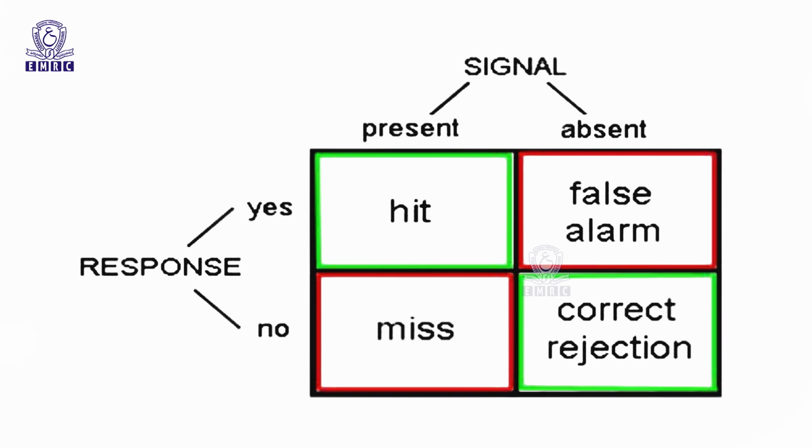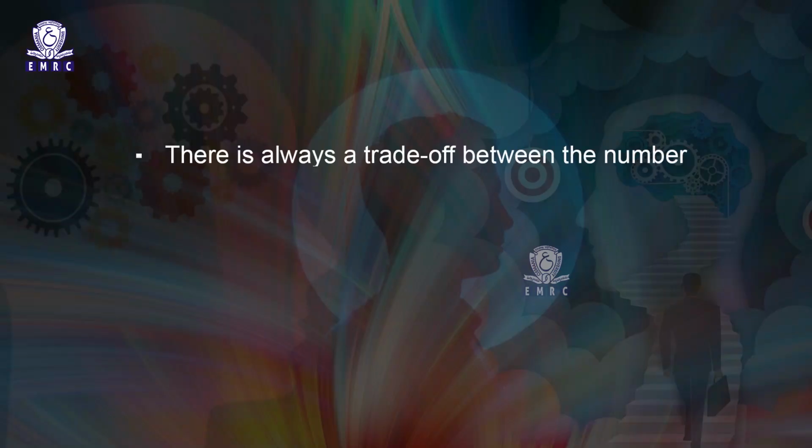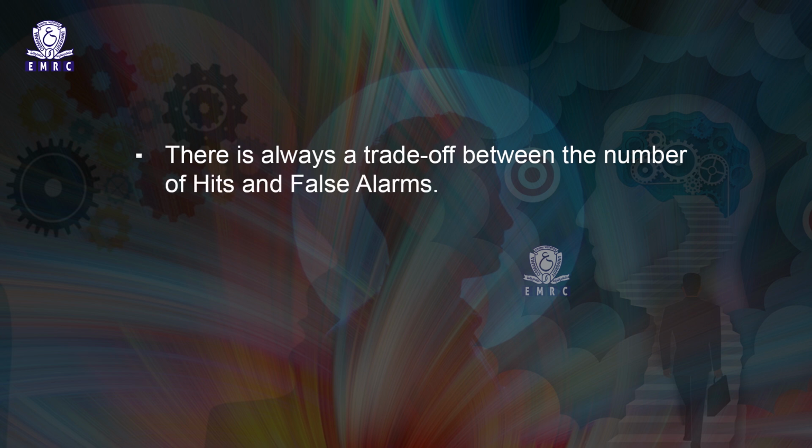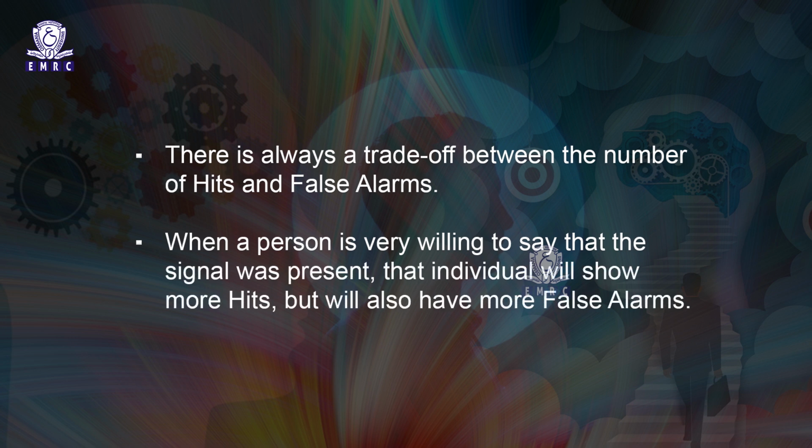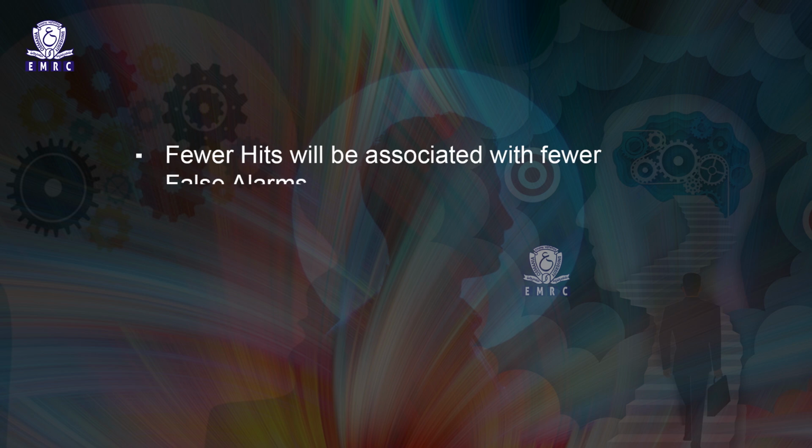If the payoff matrix changes, then the person's pattern of responses will also change. This alteration in response is called a criterion shift, as shown in the figure. There is always a trade-off between the number of hits and false alarms. When a person is very willing to say that the signal was present, that individual will show more hits, but will also have more false alarms. Fewer hits will be associated with fewer false alarms.